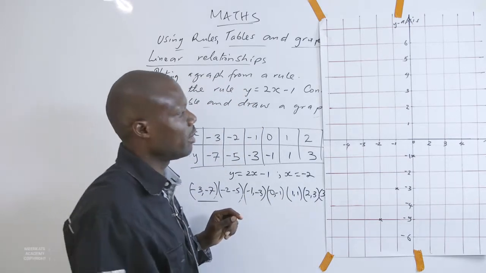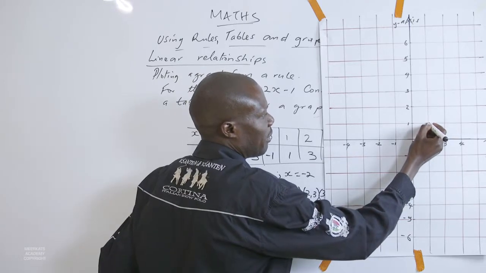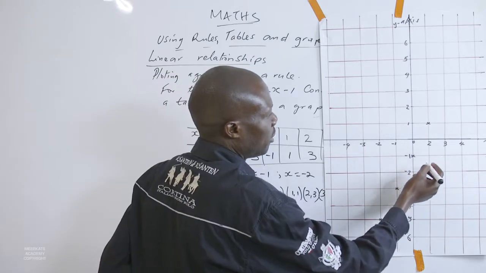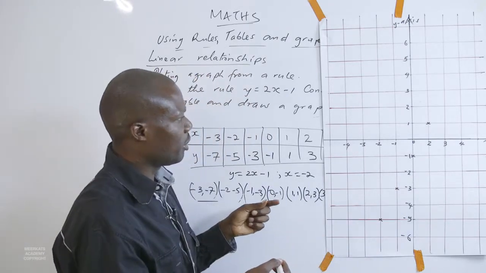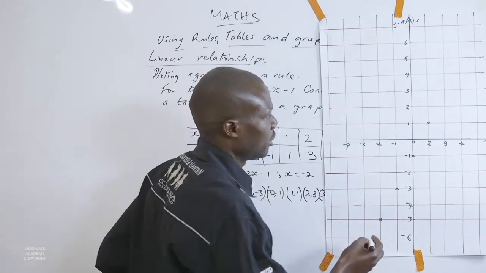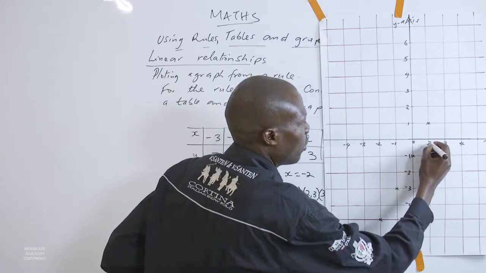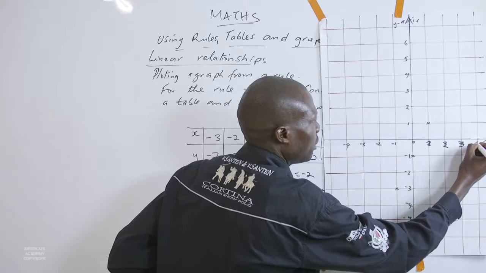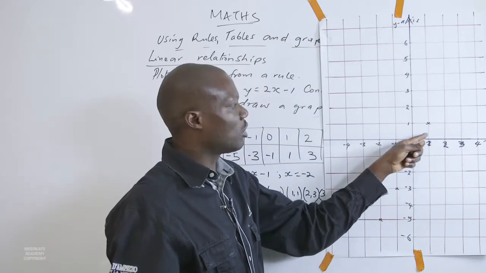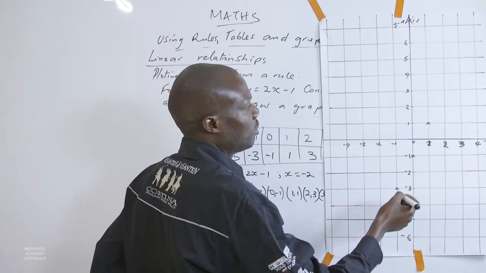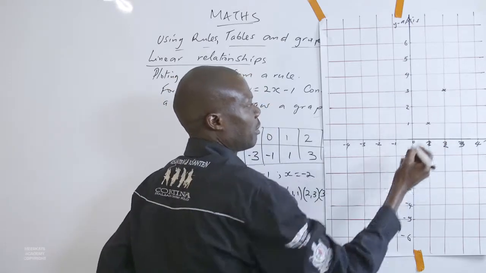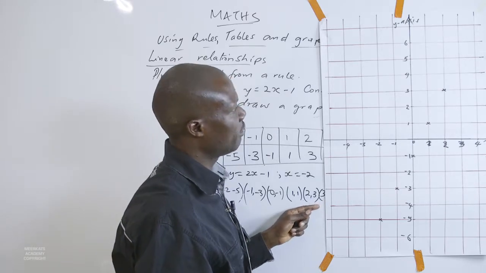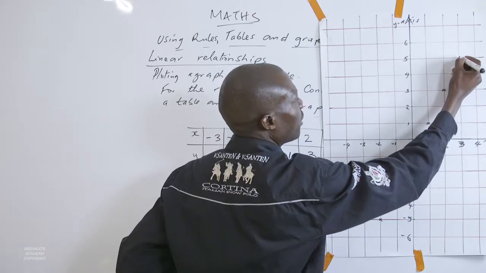We have (1, 1), the point (1, 1) is here. We have (2, 3), the point (2, 3). We have to correct this. This one is 0, this is 1, this one is 2, 3, this is 4. So this is the coordinate (1, 1). Then (2, 3) is here. Then we have the coordinates (3, 5). (3, 5) will be here.